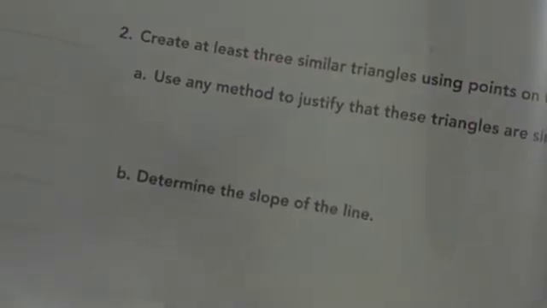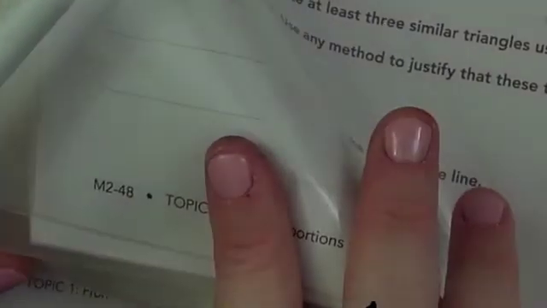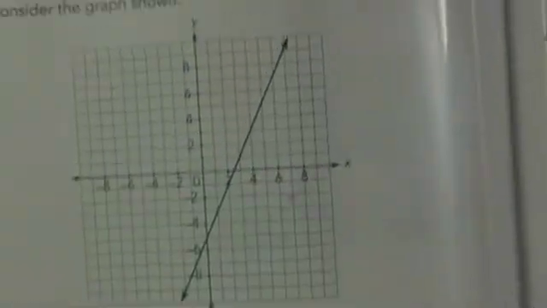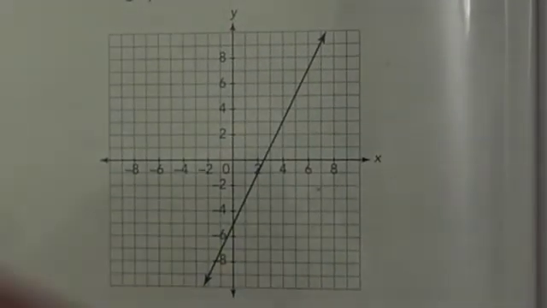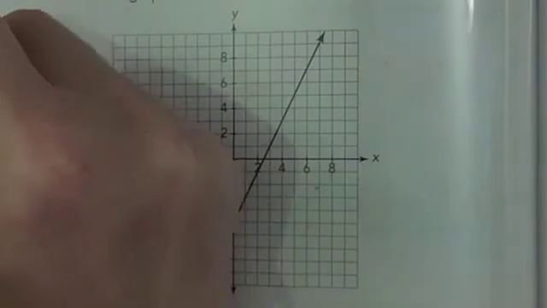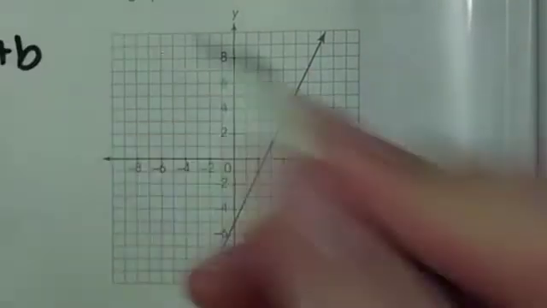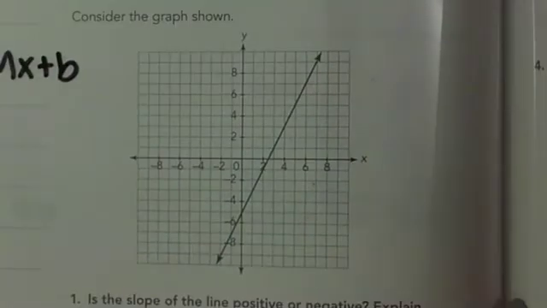Alright, and we're going to skip over a few pages. So now I'm on page M248, and that's this one right here. Again, we're going to write our equation. So y equals mx plus b. Let me zoom out a little bit so you can see that.